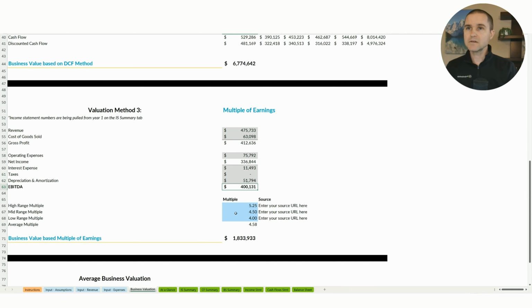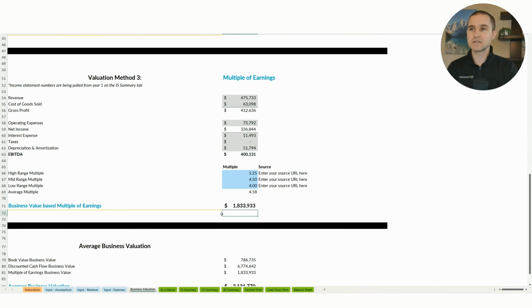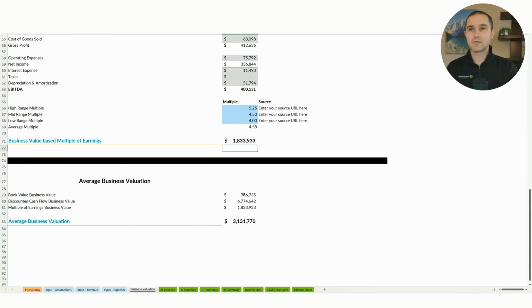And so you'll need to do a little bit of research on your industry, but there's plenty of publicly available data on, like, BizBuySell has a listing of average multiples of earnings that businesses have been selling for in different industries. So you should be able to find that and come up with some multiples. That's just taking your earnings and multiplying by the average multiple to come up with this business value. And then what we're doing on this tab is just averaging the book value of this business, the discounted cash flow method, and the multiple of earnings method to come up with an average between the 3 methods.